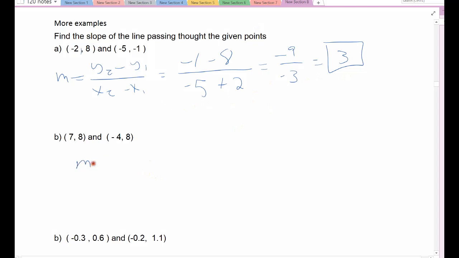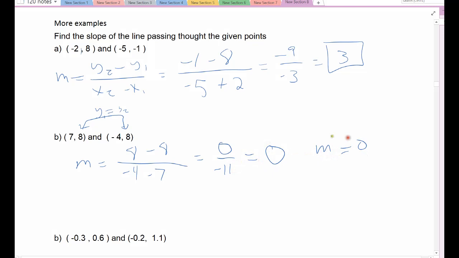The second one. If you'll notice here, my y values are the same. So this is going to be a special line. Right? If we write out the equation, it would be 8 minus 8 up top, and it would be negative 4 minus 7 in the bottom. So up top I get a 0, and the bottom I get negative 11. Well, you could take out your calculator, divide 0 by negative 11, and it comes out 0. So my slope is 0.